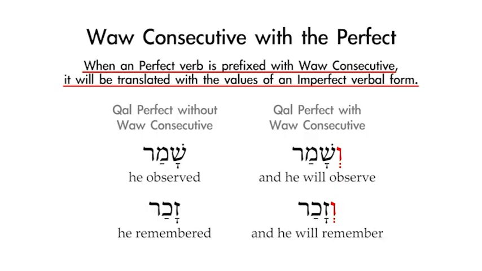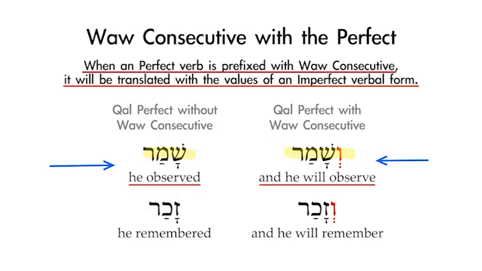Let's look at our examples together. Our first example is the verb shamar, translated "he observed." When prefixed with the waw consecutive, weshamar, it's now translated "and he will observe," like the imperfect. Observe. On the left, we have the regular perfect, translated with a simple past tense. And on the right, we have the perfect with the waw consecutive, translated like the imperfect with a future tense value in English. Again, "and he will observe."